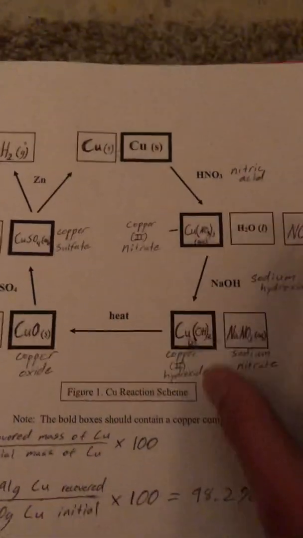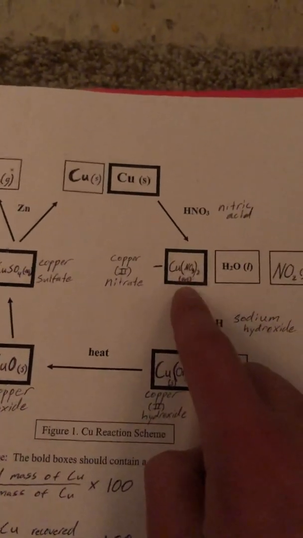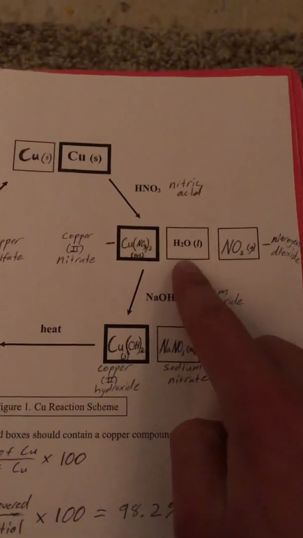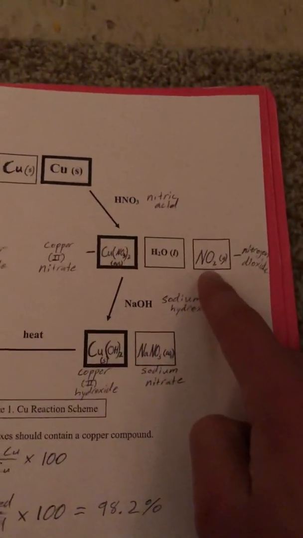So here we have the diagram of the reactions that occurred throughout the sequence, and you can see right here we started with solid copper, and we then added nitric acid to it in the beginning. After we added nitric acid, copper 2 nitrate was formed in an aqueous form, H2O in the form of liquid, and NO2 gas was formed.